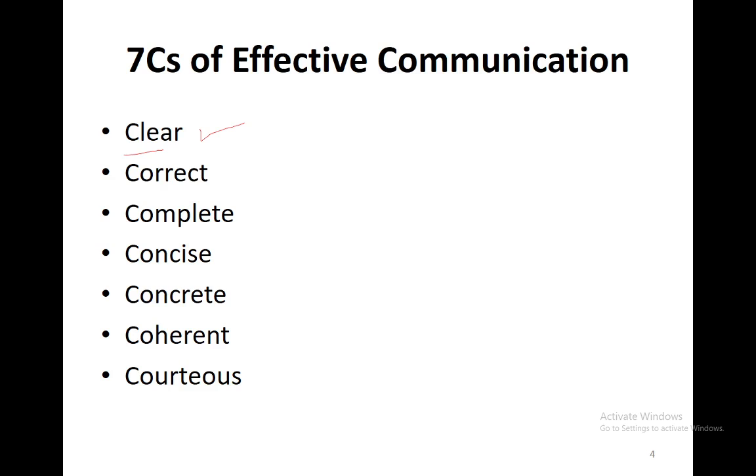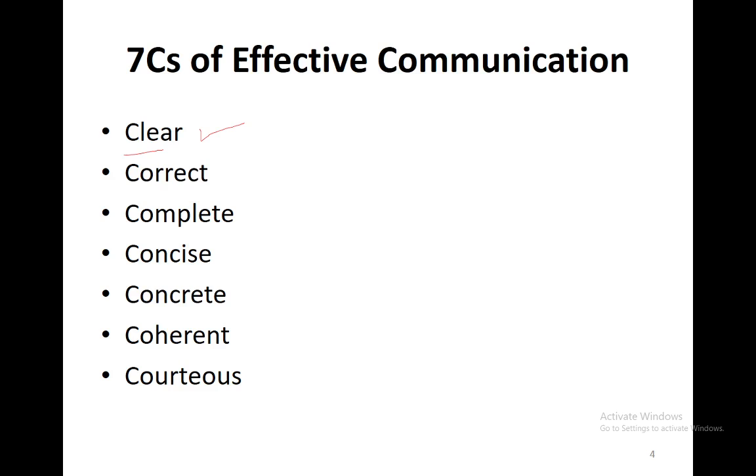The second one is about correct. When you say so many things in a very short letter or in a very short form, or if you mention things too fast, or if you use some type of jargon or keywords which are not understandable to the listener or the reader, then your communication is not very effective. So whatever you use should be correct and understandable to the person.